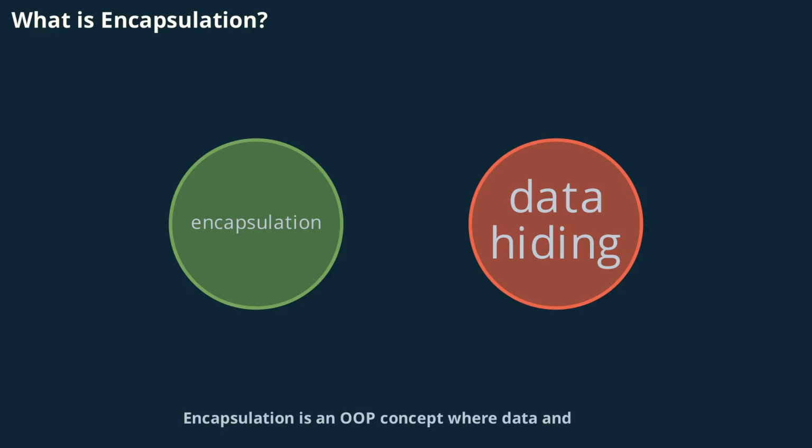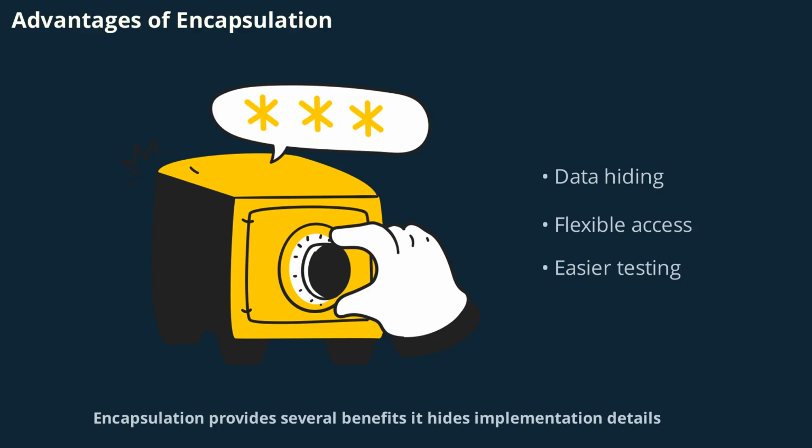Encapsulation is an OOP concept where data and methods are bundled together in a single unit, usually a class. By declaring variables as private and providing public getters and setters, you control access and protect the internal state of objects. Encapsulation provides several benefits. It hides implementation details, increases flexibility by allowing read-only or write-only variables, improves code reusability, and makes testing easier. By controlling access, you protect the internal state of objects from unauthorized changes.